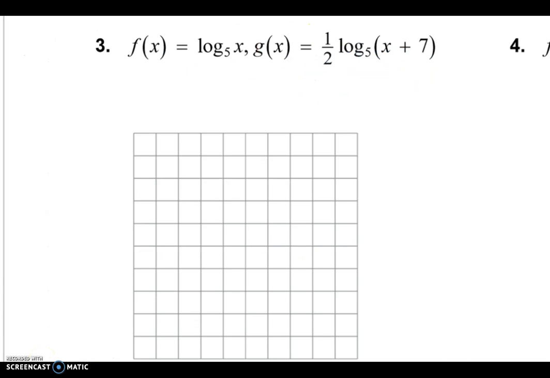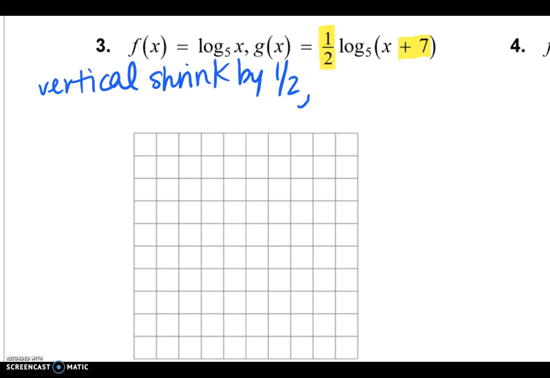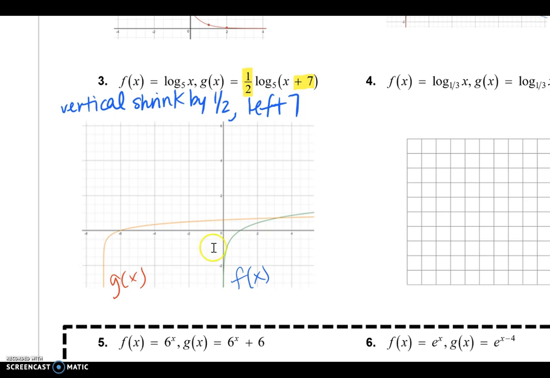For number 3, we got a 1/2 in the front. We got plus 7. The 1/2 represents a vertical shrink. And the 7 means to the left 7. Make sure you graph your functions and label them.